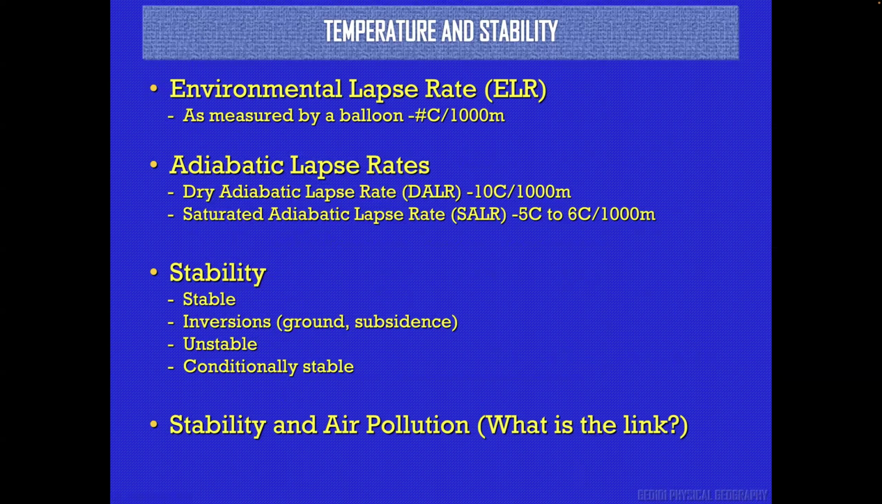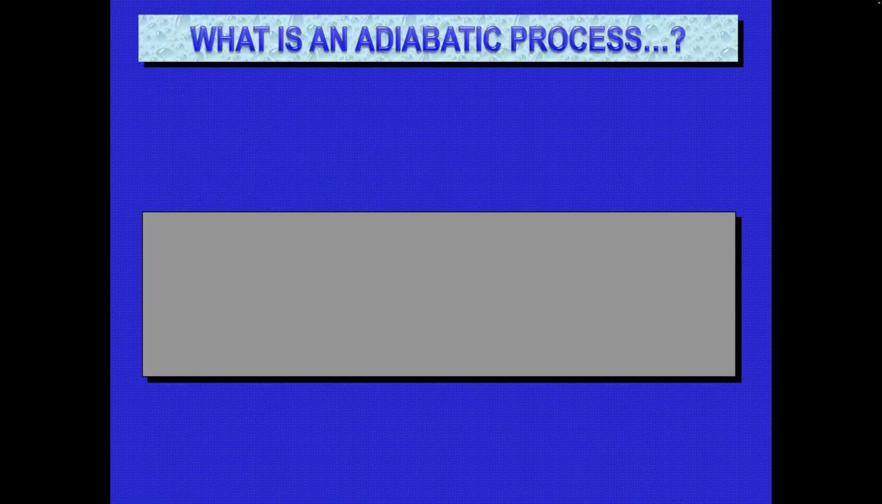Unstable is sort of the opposite. So think about a bubbly summer afternoon when you see all these big popcorn looking clouds. That is generally unstable air. So we'll get into that.